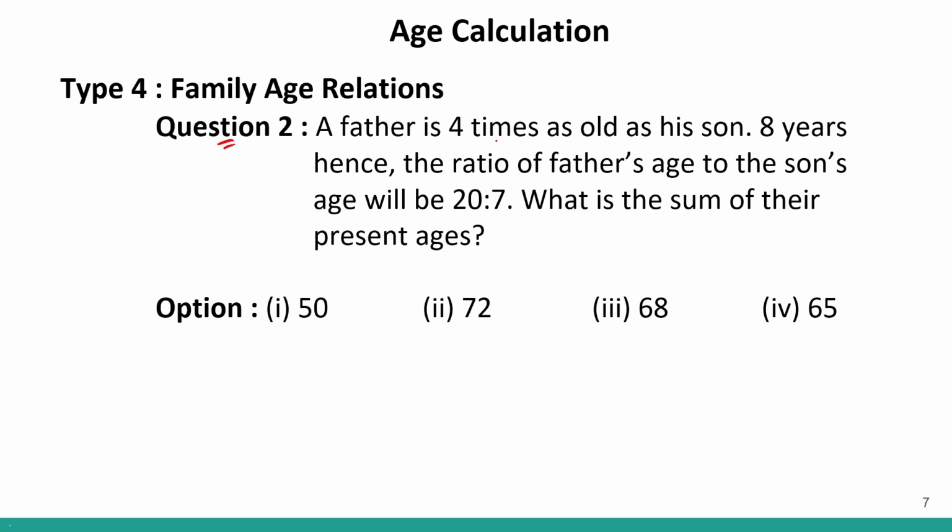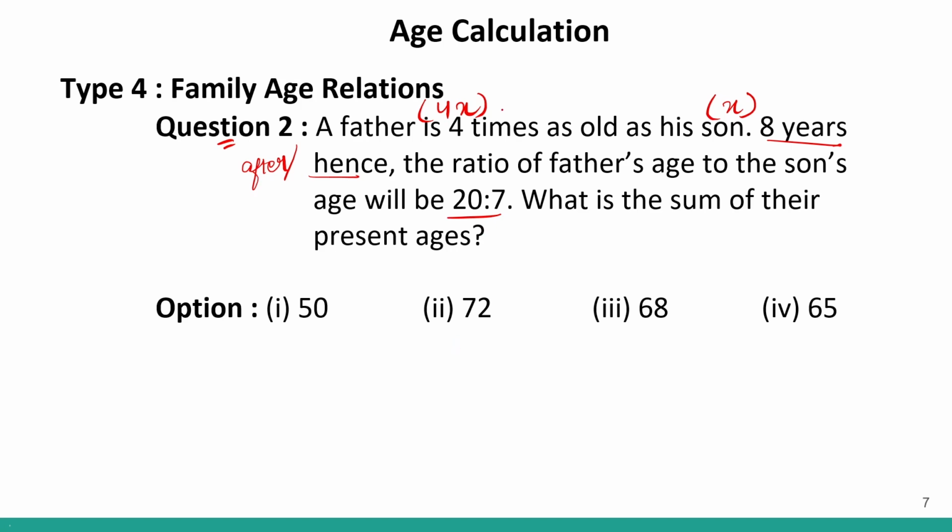Type 4, question number 2. A father is 4 times as old as his son. So let the age of the son be x. So the age of the father is 4 times that of the son's age, that means 4x. This is the present age. 8 years hence means after. So 8 years after, the ratio of the father's age to the son's age will be 20:7.